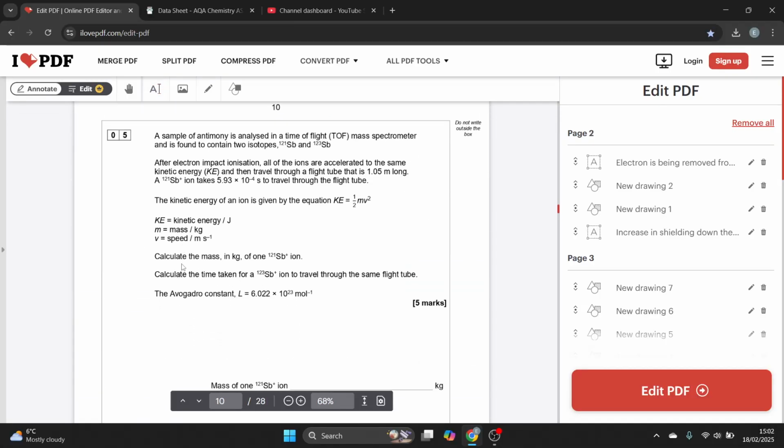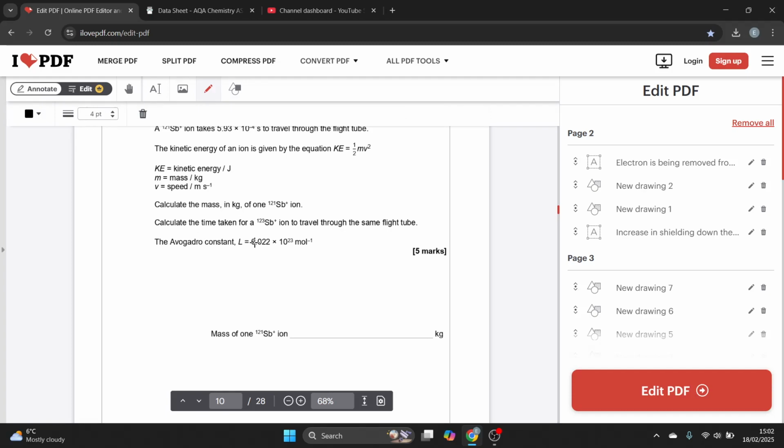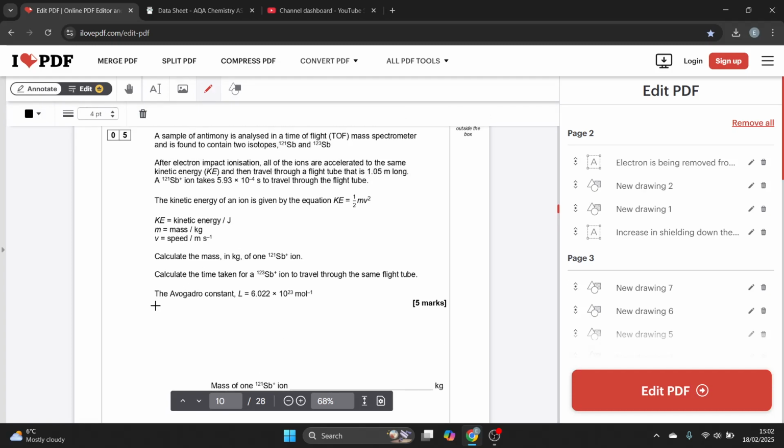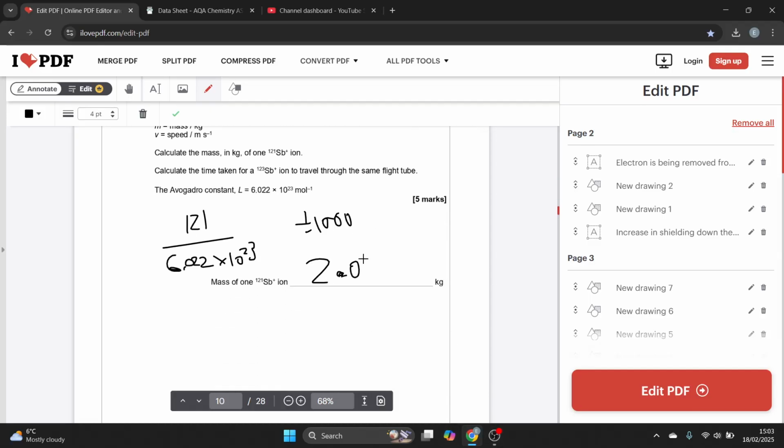Question 5. Calculate the mass in kilograms of one of this, and then calculate time taken. So in order to find out the mass of this, I'm going to have to do 121 divided by Avogadro's constant, and then whatever my answer is, then divided by 1000. So 121 divided by 6.022 times by 10 to the power 23, and then divided by 1000. 2.01 times by 10 to the power minus 25 kilograms. And that's the mass of 121 Sb plus ion.